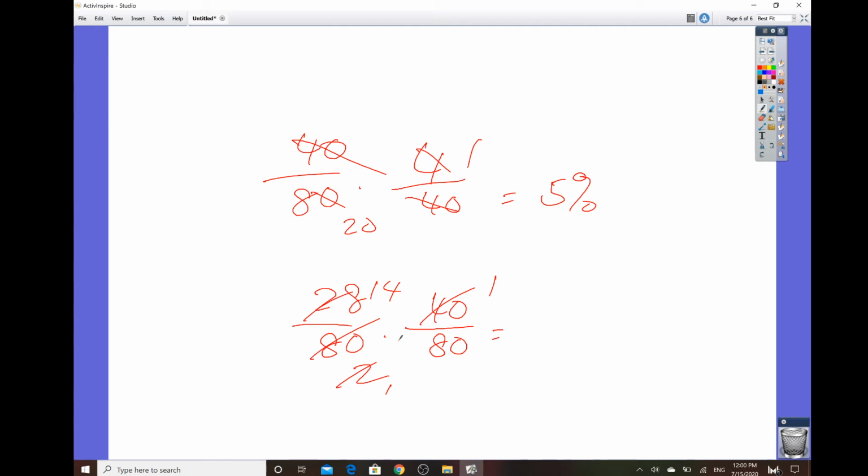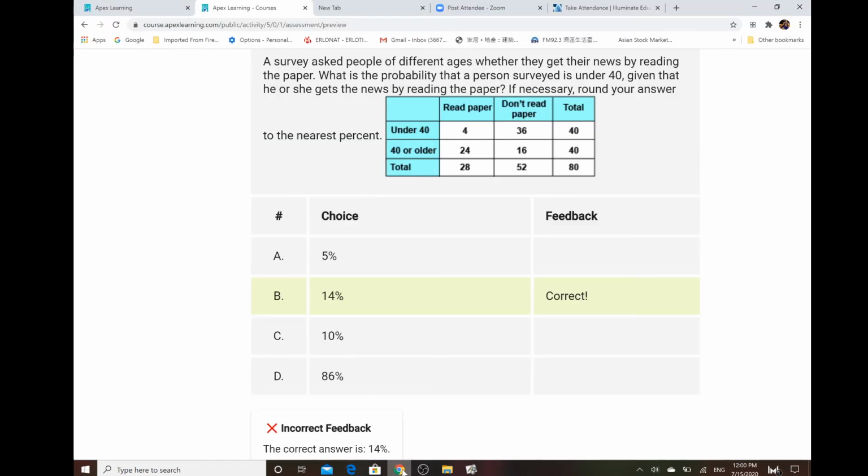Okay, let me check one thing real quick. Yeah, the two-way table is sometimes kind of confusing. Okay, so let's see. 28 people reading papers, so 28 over 80, and then times the number of people under 40, that'll be 40 over 80. Yeah, that will give you 14%.